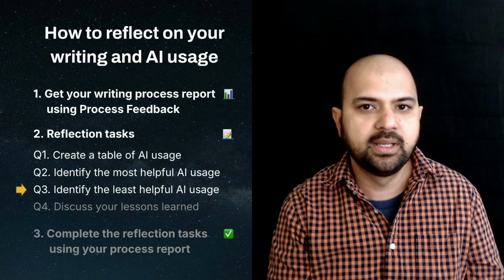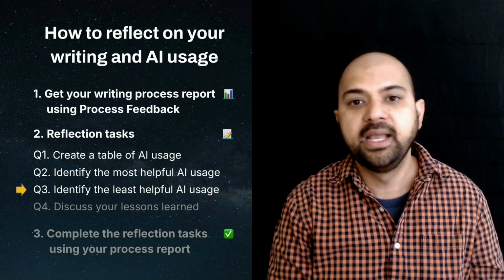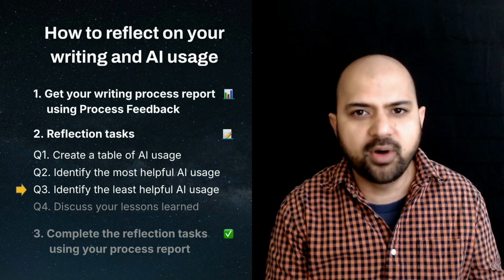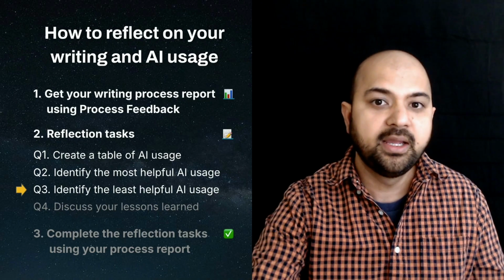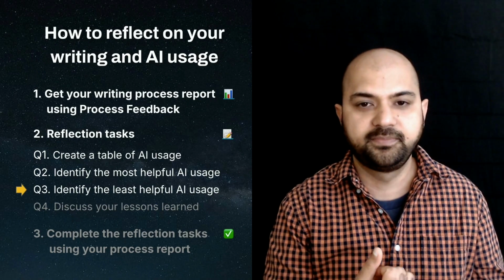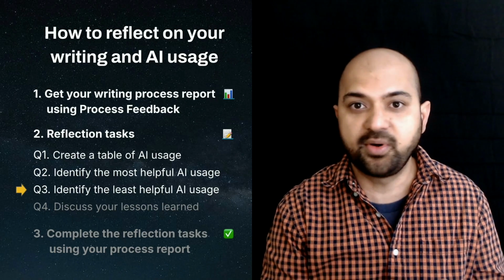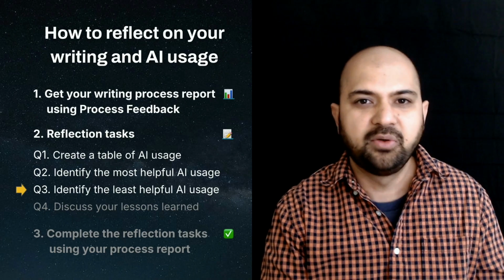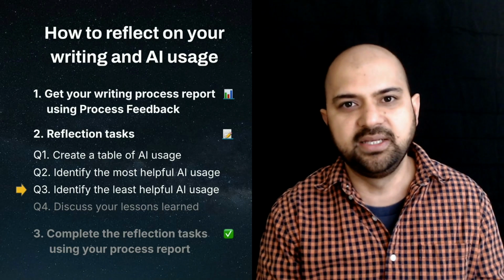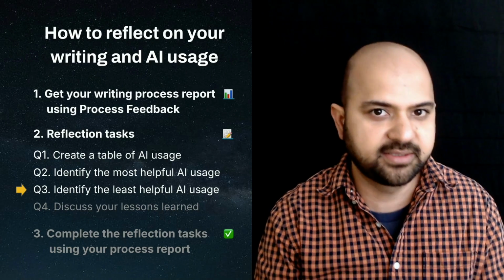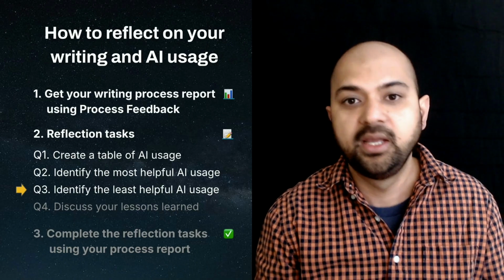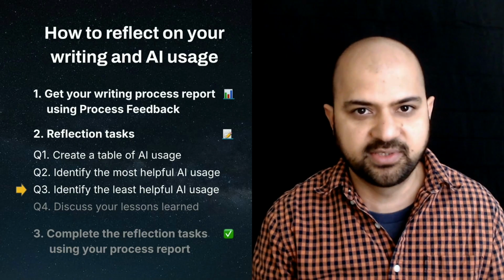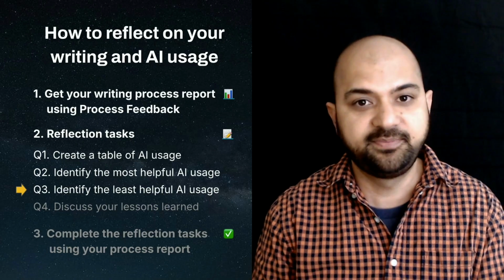Now let's flip the script. Identify the least helpful AI uses, the ones that didn't quite work or even slowed you down. Think about what went wrong. Did the AI generate irrelevant or unhelpful content? Did it introduce more confusion rather than clarity? Was it the timing of your AI use that made it ineffective? Again, provide details. What didn't work and why? The goal here is to spot patterns in ineffective AI uses so that you can avoid these pitfalls in the future.